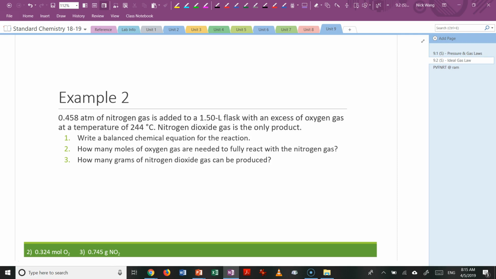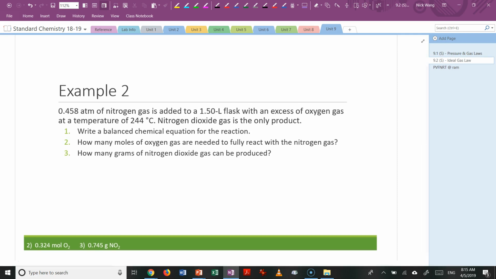I'm going to do it above so I have a little bit more space underneath it. First of all, nitrogen gas, remember these are Brinkelhoff elements, right? Nitrogen gas, that's going to be N.